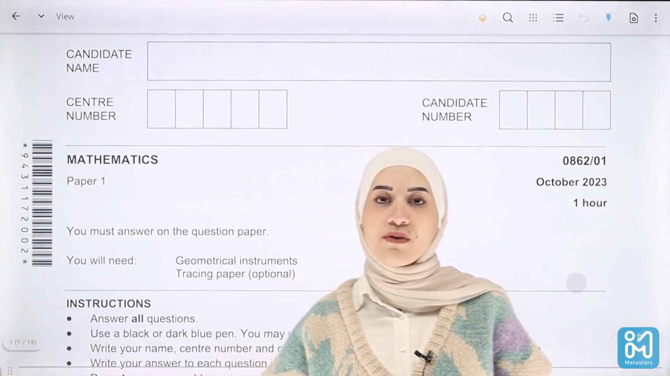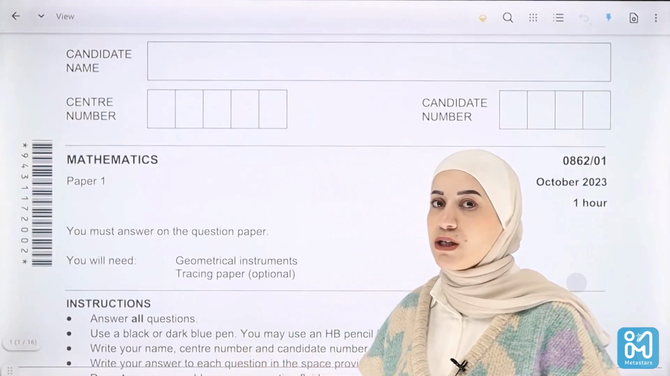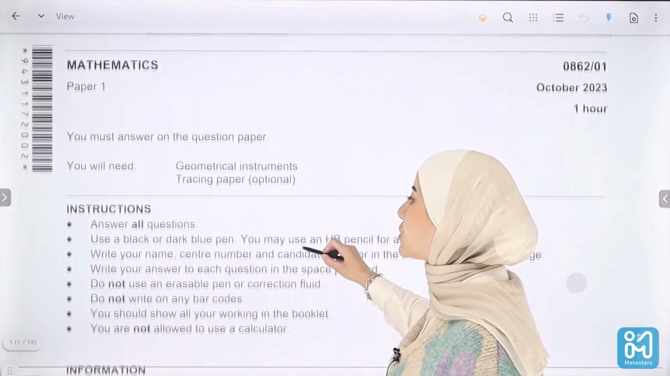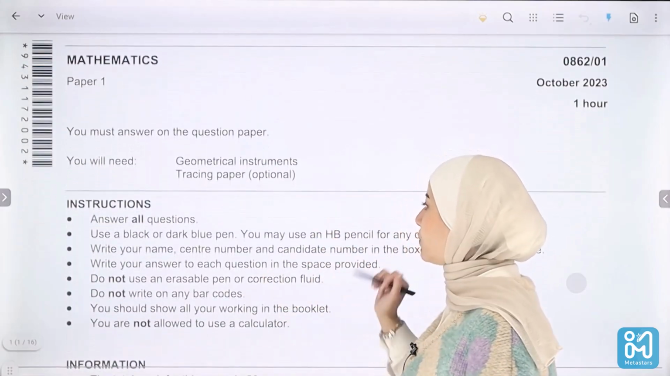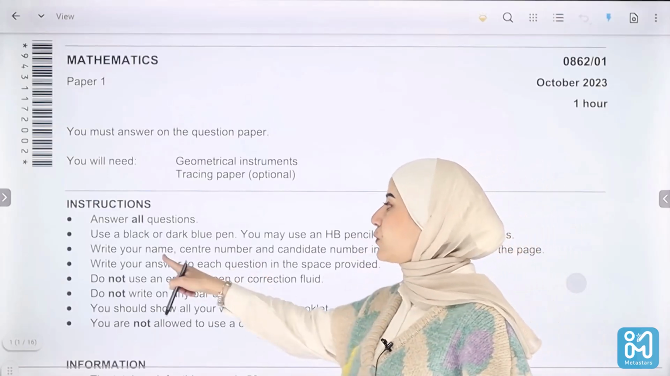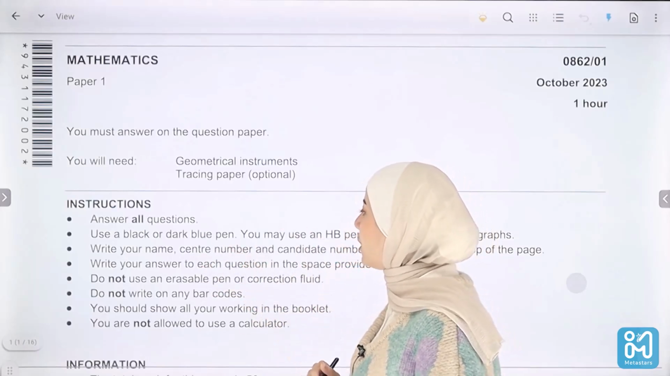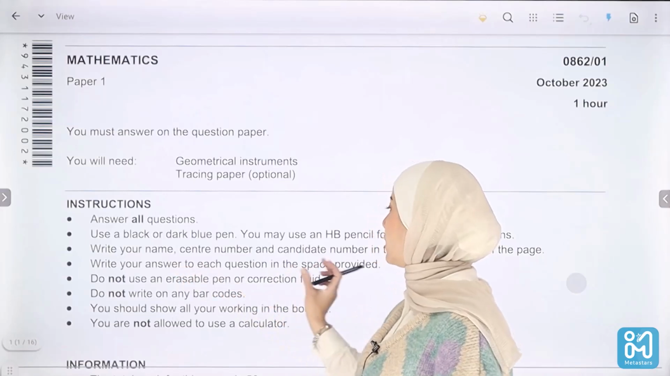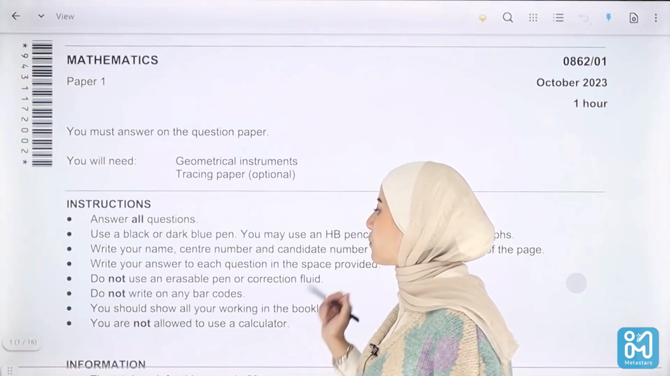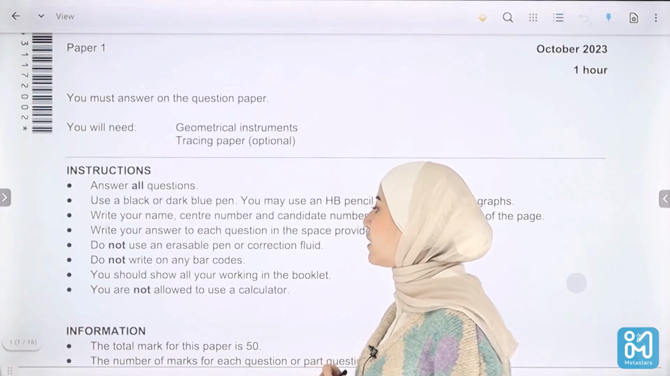We will start solving Mathematics CS October 2023 paper 1. Let's go through the instructions. First, you have to answer all questions. Use the black or dark blue pen. You can use pencils on graphs and diagrams. Don't forget to write your name, center number, and candidate number. You should write your answer in the space provided. Don't use any erasable pen or correction fluid. You should show all your working in the booklet.